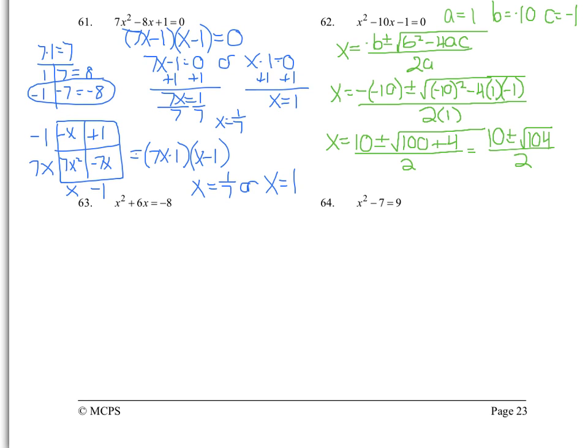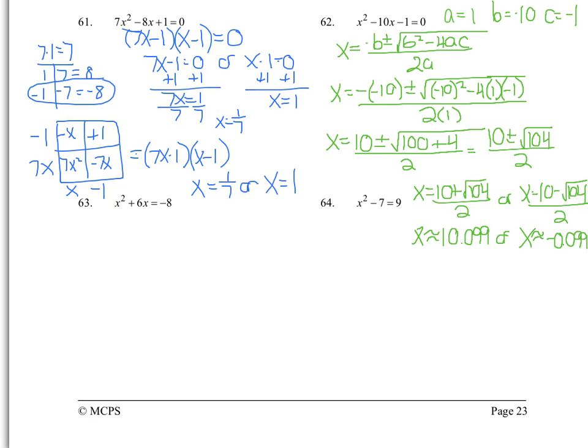So we can leave these as our two answers, or we can find the decimal approximation for it. So x can equal 10 plus the square root of 104 divided by 2, or x is going to equal 10 minus the square root of 104 divided by 2. These simplify to x will be 10.099, or x is going to be about negative 0.099. Either way you write your final answers will be acceptable.